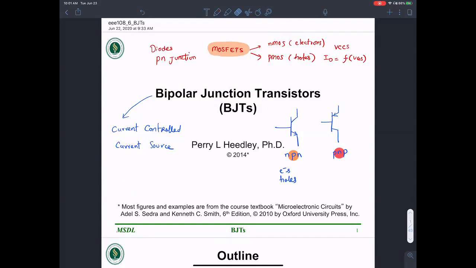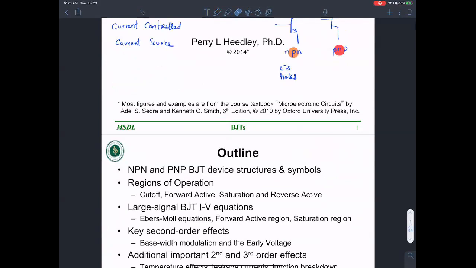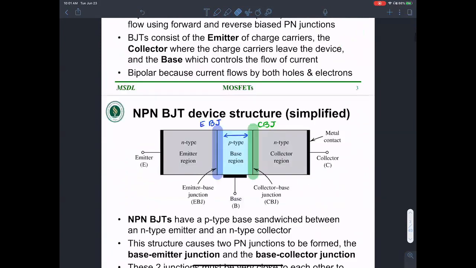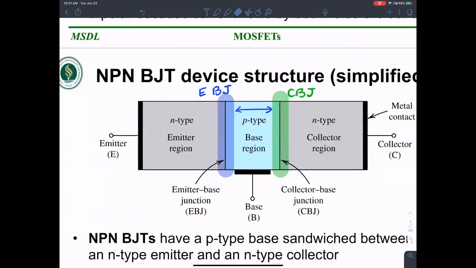Okay, so I'm going to reinforce this idea a little bit more. The underlying architecture is the interplay between two diodes. There's a base emitter junction and the collector base junction. Fundamentally, the NPN or PNP bipolar junction transistor is a sandwich of p-type region between two n-types, or the other way around, a sandwich of n-type between two p-types.